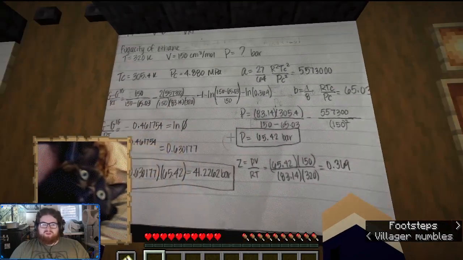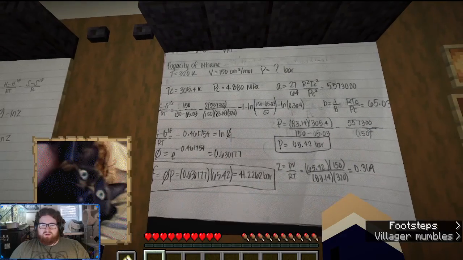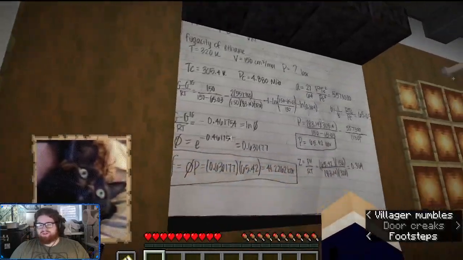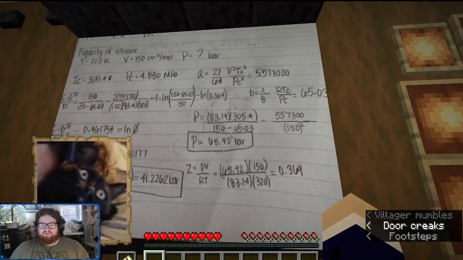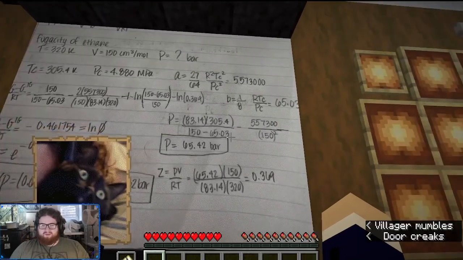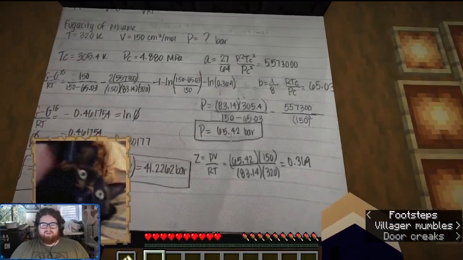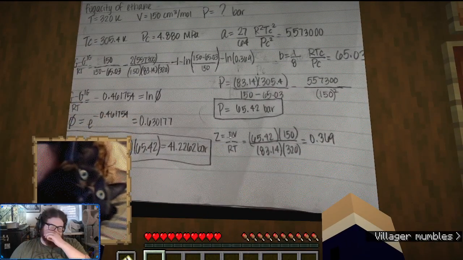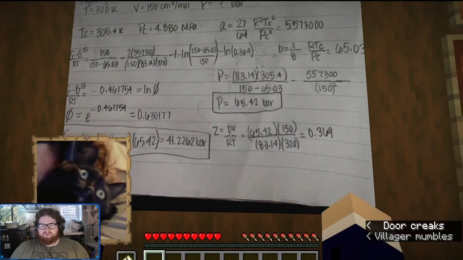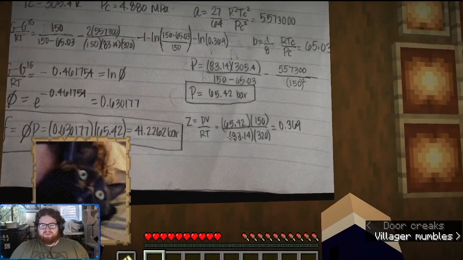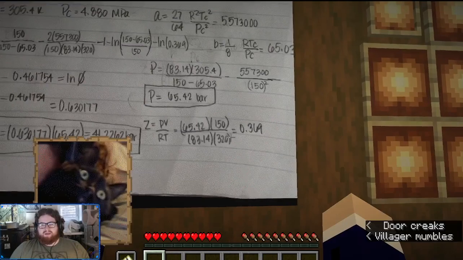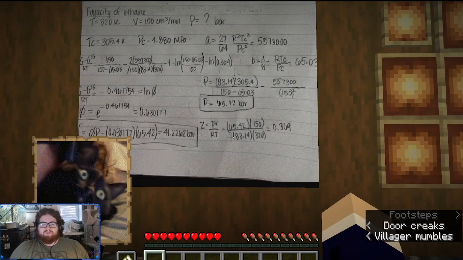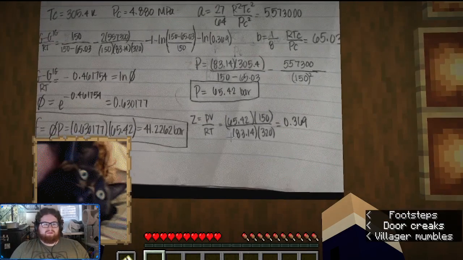And using our equation right over here, we can solve for our pressure. So we fill in our values, and we end up with 65.42 bar. And we can use this pressure to find Z, so that we can plug it into the Gibbs departure function. Our Z value that we get is 0.369. So now we have all of the numbers we need.